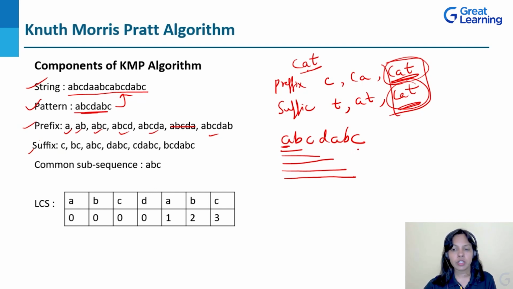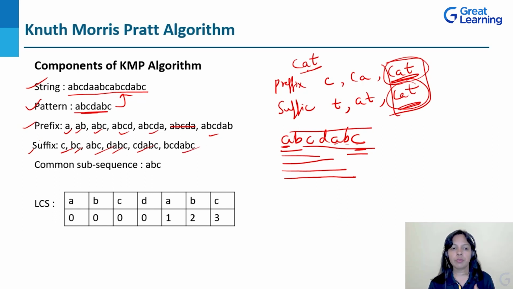Talking about suffix, again the suffix will be whatever characters are attached at the end of the word. So C, then B, C, right? Then A, B, C, then D, A, B, C, then C, D, A, B, C, right? Then B, C, D, A, B, C. Correct? So these are your prefixes and suffixes.